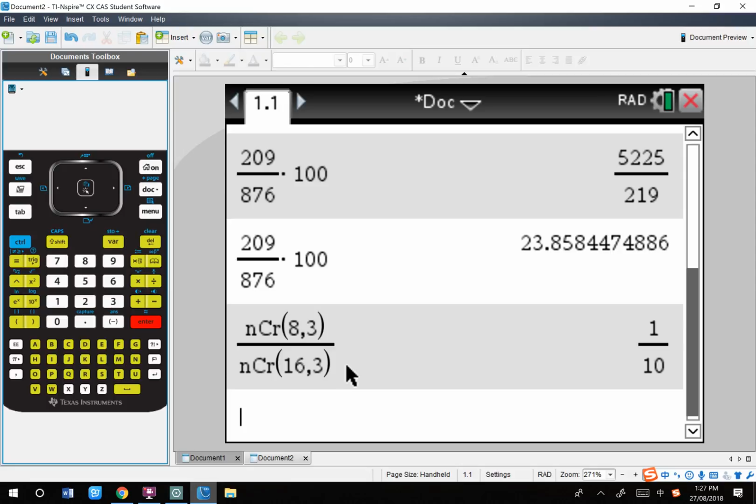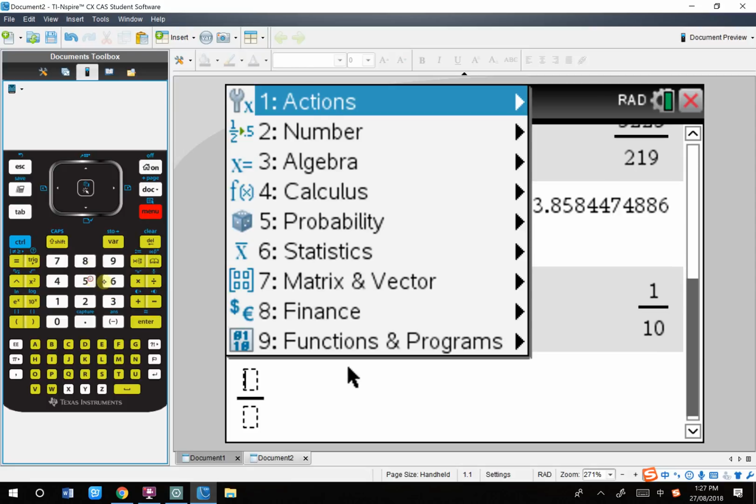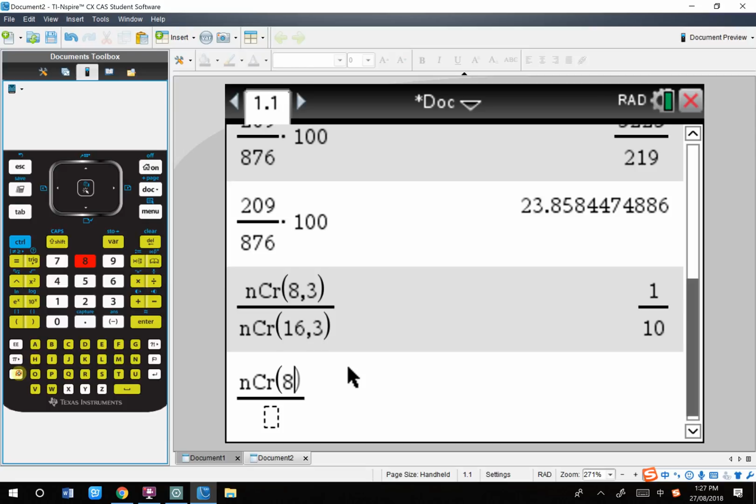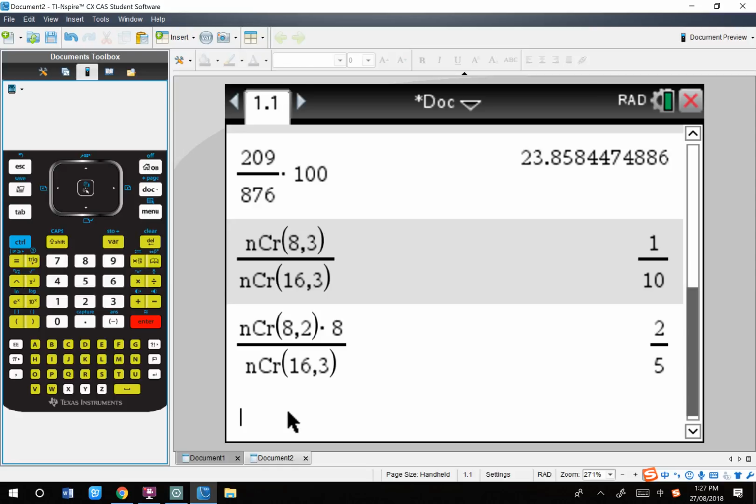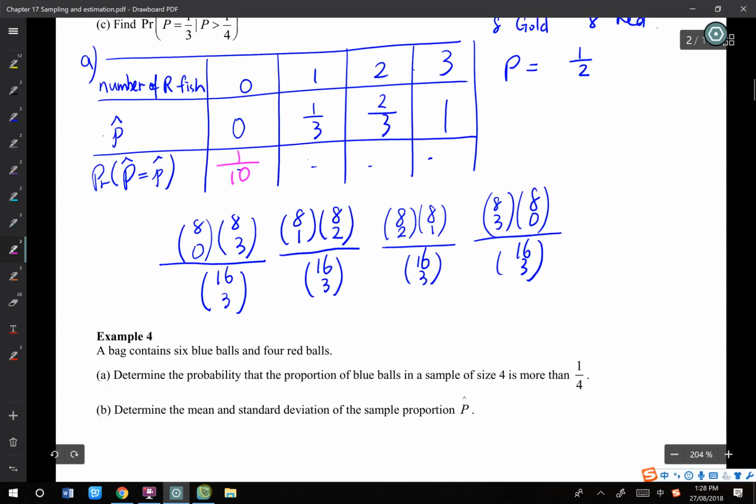For the next one, 8 choose 2 times 8 over 16 choose 3 is 2 on 5. So here it is 2 on 5. And you can see the next one is the same as the first one, just with the order changed, but they are the same thing. So it's 1 on 10, 2 on 5, 2 on 5, and 1 on 10. Those are the different chances you will get such a sample.